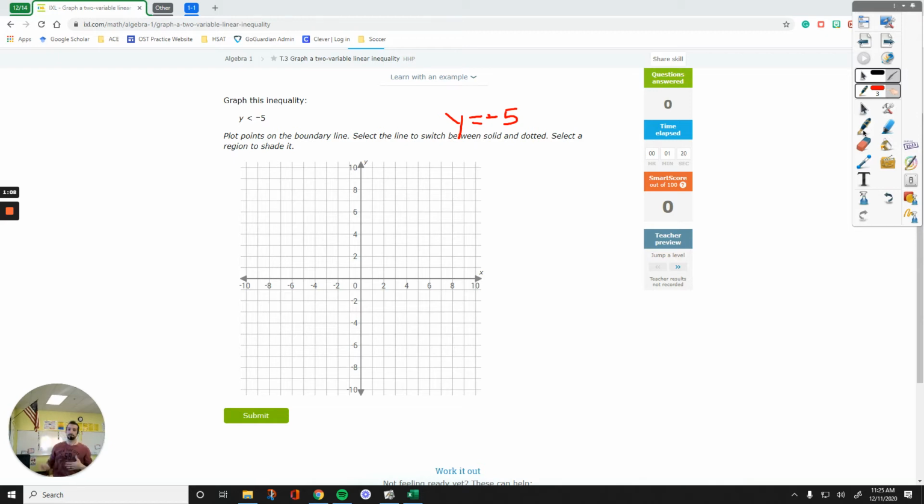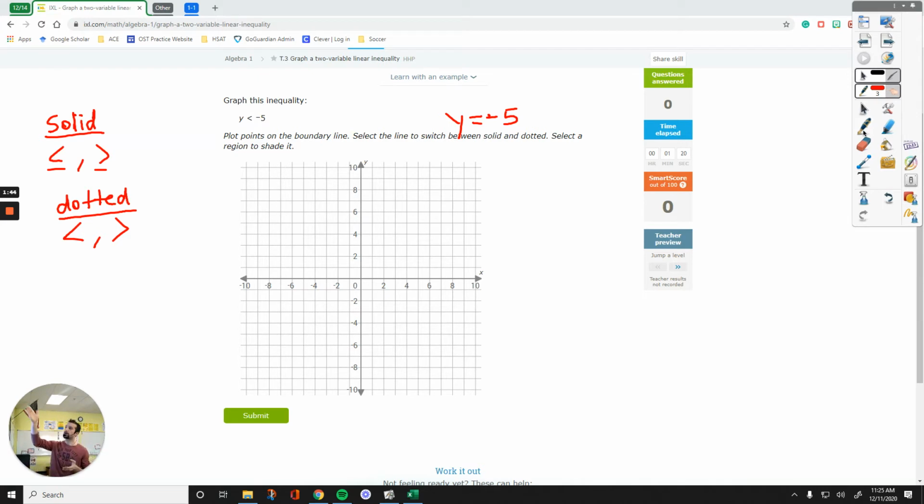So step one, draw the line. And before that, decide whether it is supposed to be a dotted line or a solid line. Here is the difference. For a solid line, we need to have either one of these two signs, less than or equal to, or greater than or equal to. In those cases, we draw a solid line, just like a regular line on the coordinate plane. If the sign is just less than or just greater than, then we have a dotted line. That is the first distinction that we need to make.